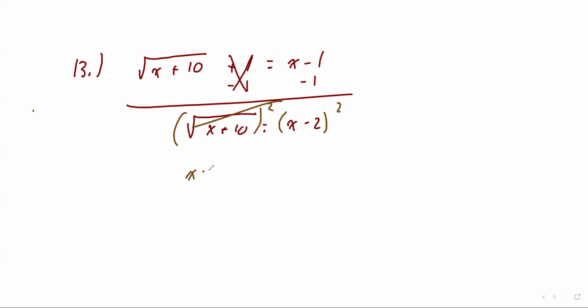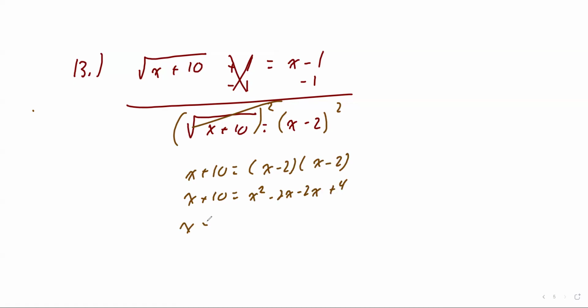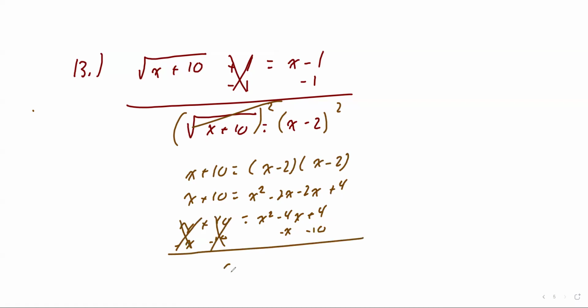So it gives me x plus 10 equals x minus 2 times x minus 2. Pull that out. That gives me x squared minus 4x plus 4. Then I get x plus 10 equals x squared minus 4x plus 4. Now I see it's a quadratic. So again, I'm going to set it equal to 0. Subtract x here, subtract 10 here. I get 0 equals x squared minus 5x minus 6.